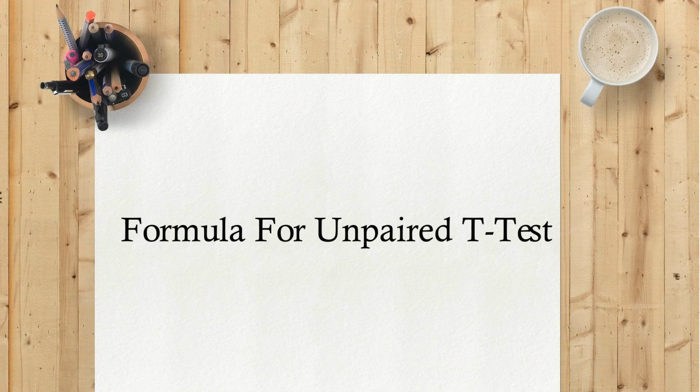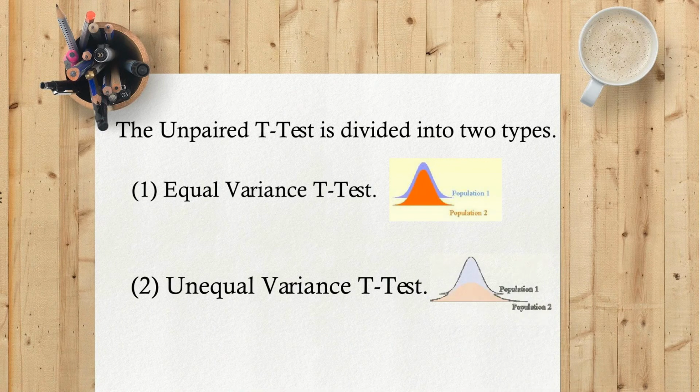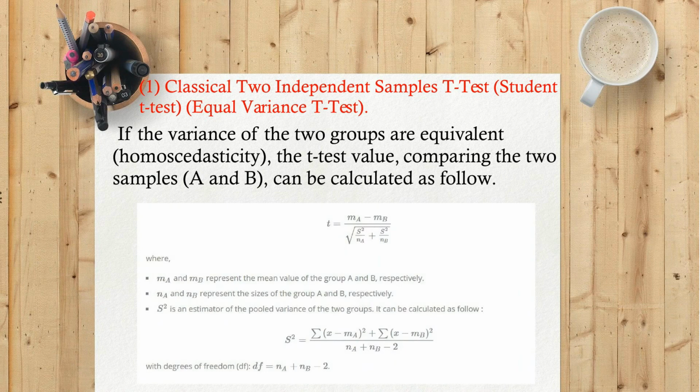Formula for unpaired t-test. The unpaired t-test is divided into two types: 1. Equal variance t-test. 2. Unequal variance t-test. 1. Classical two independent samples t-test, student t-test, or equal variance t-test. If the variances of the two groups are equivalent, homoscedasticity, the t-test value, comparing the two samples, A and B, can be calculated as follows.